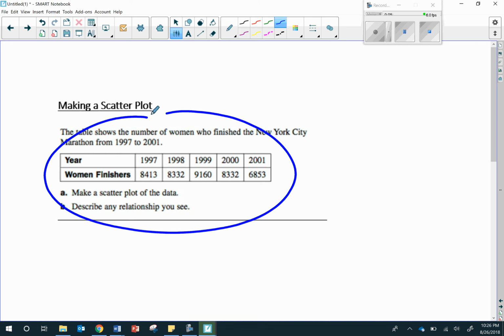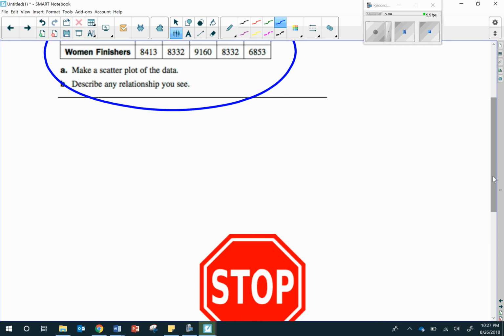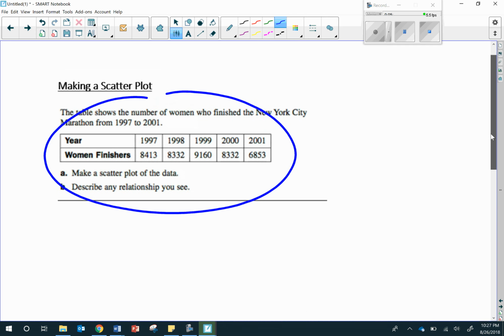So let's go ahead and look at a table showing the number of women who finished the New York City Marathon from 1997 to 2001. We have the number of finishers within each year, and we have the years across the top. So we're simply asked to make a scatter plot and then describe the relationship. So over here to the right, I'm going to make our scatter plot, which is simply an X and Y axis.